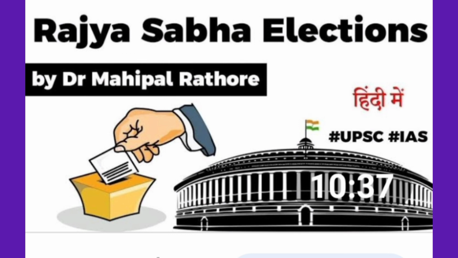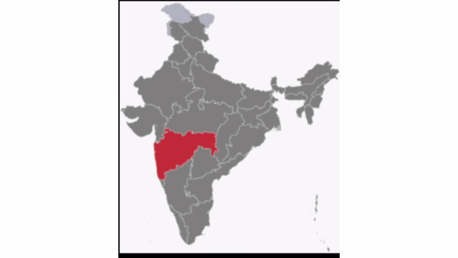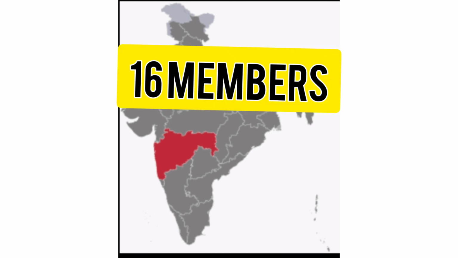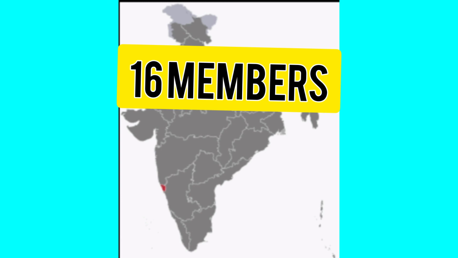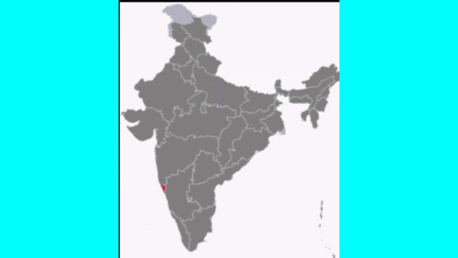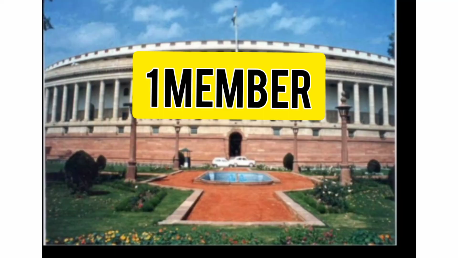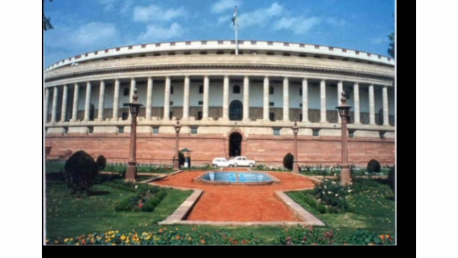Now, depending on the size of a state, the number of members are elected to the Rajya Sabha. Since Maharashtra is a big state, Maharashtra sends many members, around 16 members, to the Rajya Sabha. Whereas since Goa is a very small state, Goa sends one member to the Rajya Sabha. So we have one person representing Goa in the Rajya Sabha.